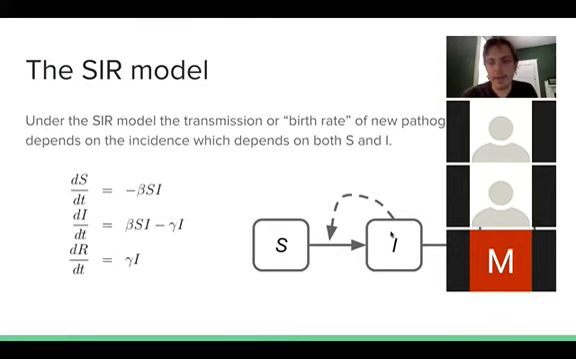That was the basic feedback in the model, that an infected individual would have to come in contact with a susceptible individual for transmission to occur.